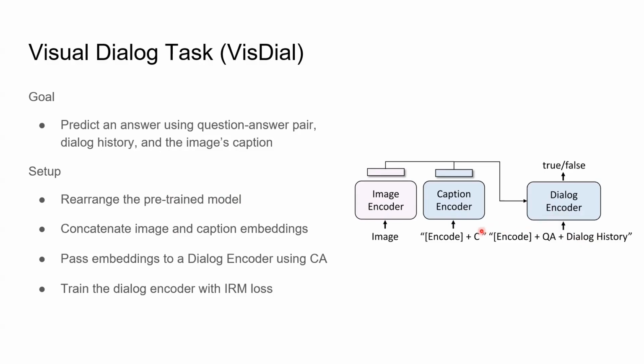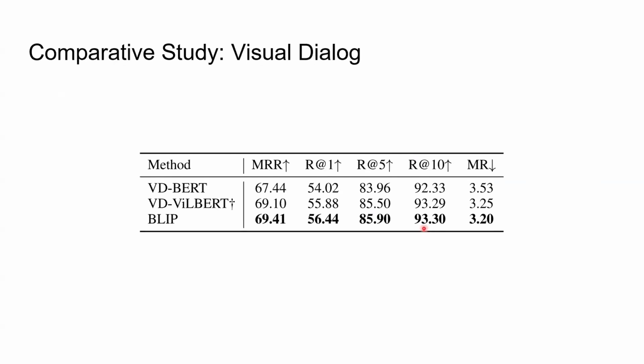So if you've ever utilized something like ChatGPT, you know that it kind of takes into consideration previous things you've said. Try to think of that when you're thinking of the visual dialogue task. It's taking into consideration not only the image, not only the question-answer pair, but also the dialogue history, and it's giving you a true or false answer. For the results on the visual dialogue task, you can see BLIP performed the best of the 3 methods that were tested. That includes mean reciprocal rank, mean rank, and all of the recall values.